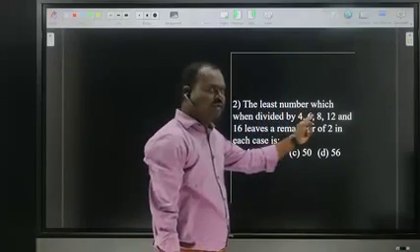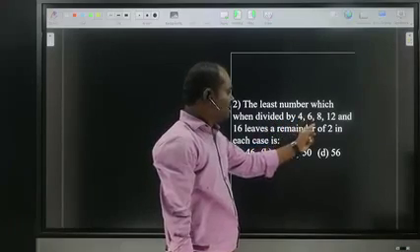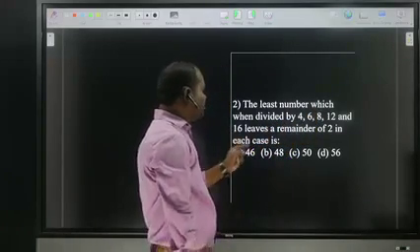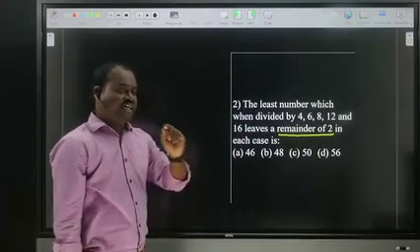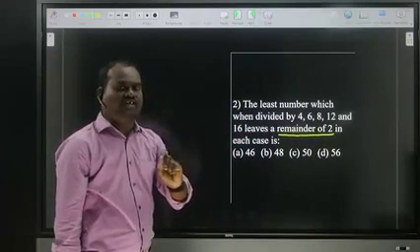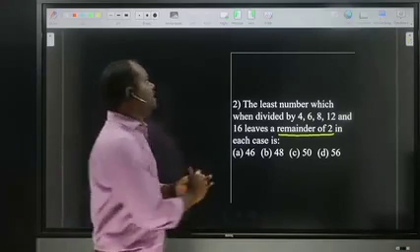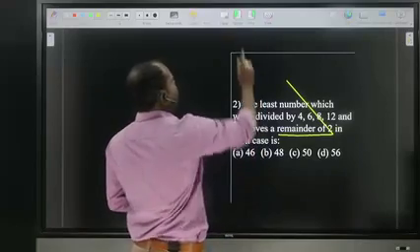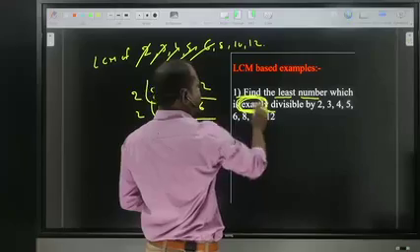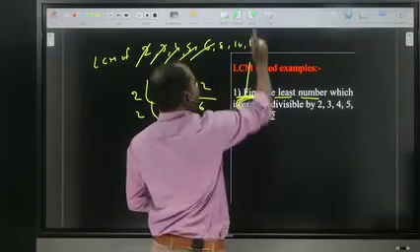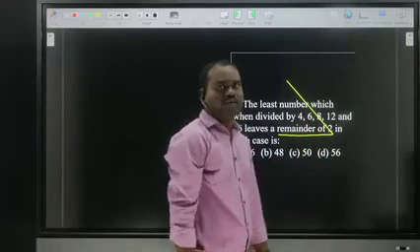The least number which when divided by 4, 6, 8, 12 and 16 leaves a remainder of 2 in each case is... Observe carefully. The earlier question was exactly divisible, but now the question is not exact. In every case, what is the remainder we require? 2. Okay, that is the reference.